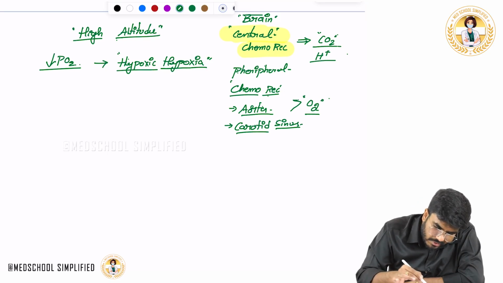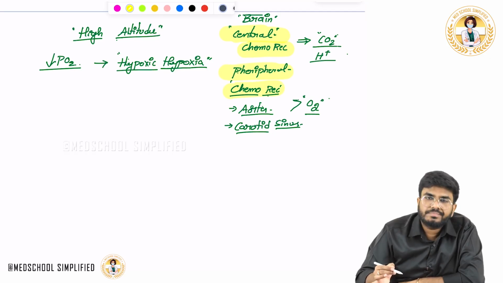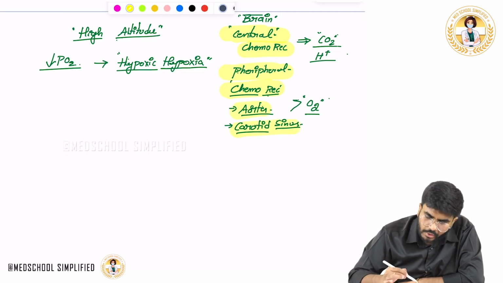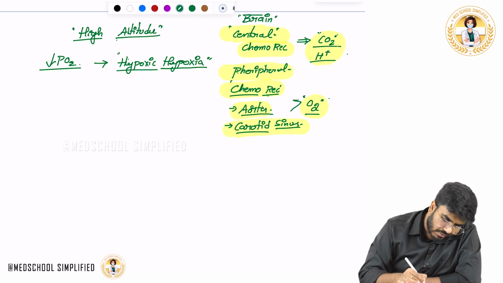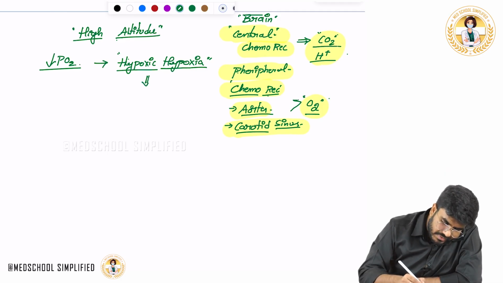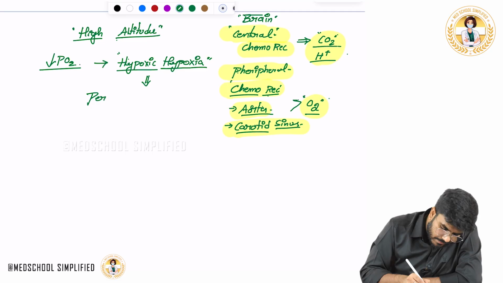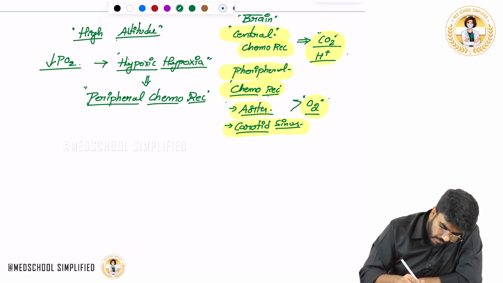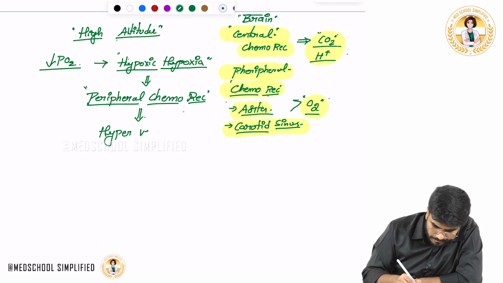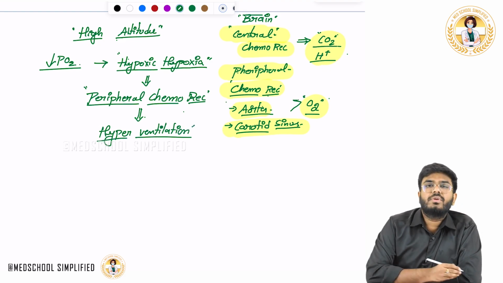And the peripheral chemoreceptors, which are present in the aorta and carotid body, are sensitive to oxygen levels. Now tell me, whenever there is hypoxia, now the patient is having hypoxia, which receptors will be activated? Peripheral chemoreceptors are activated. Once the peripheral chemoreceptors are activated, that is going to cause hyperventilation. So hyperventilation is going to occur.